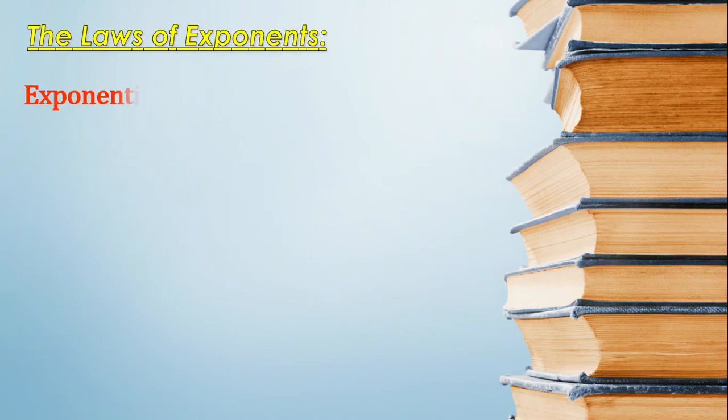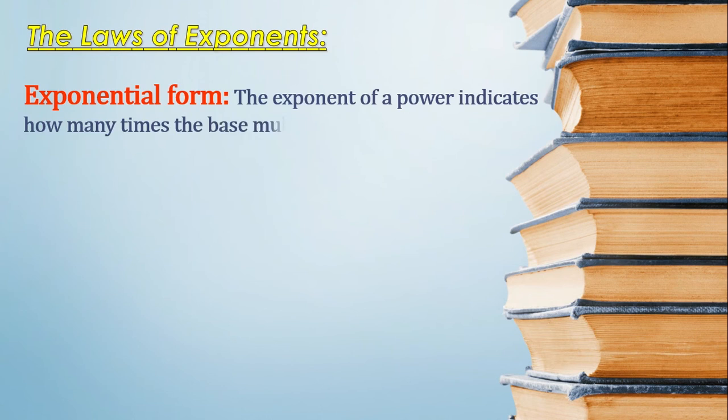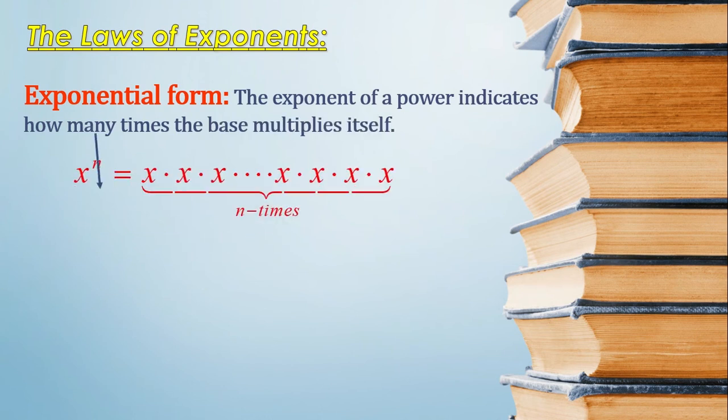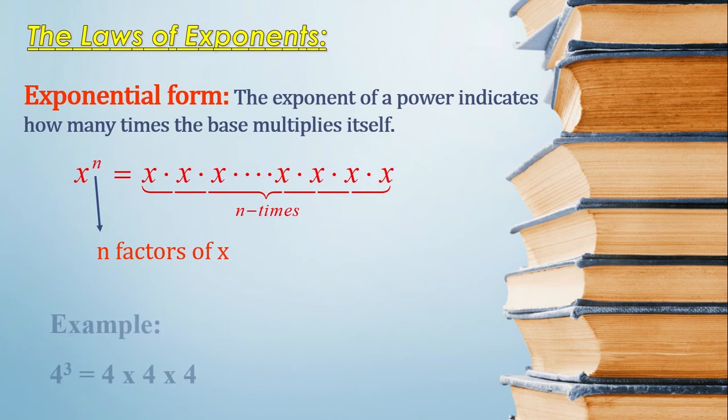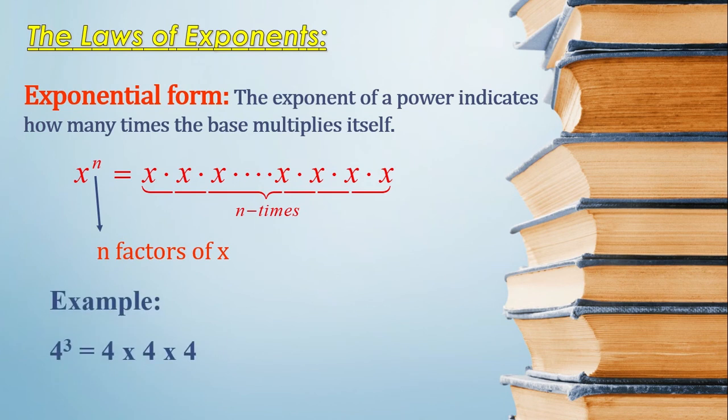Okay, next. Yung law of exponent natin, yung exponential form, the exponent of a power, indicates how many times the base multiplies itself. So, yan yung sabi ko kanina. Nakadepende sa power kung ilang beses natin i-multiply sa kanyang sarili ang isang number. So, example, yung 4 raised to 3 natin, that's 4 times 4 times 4.